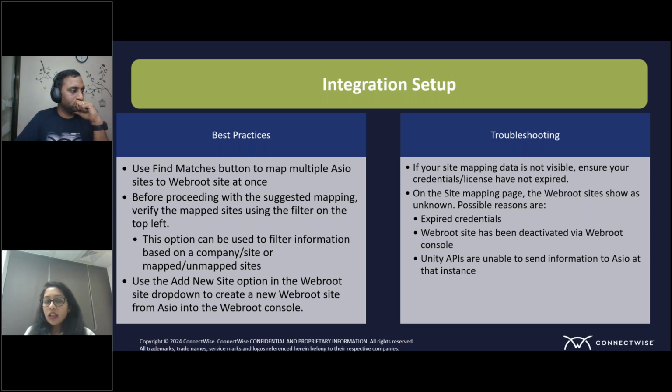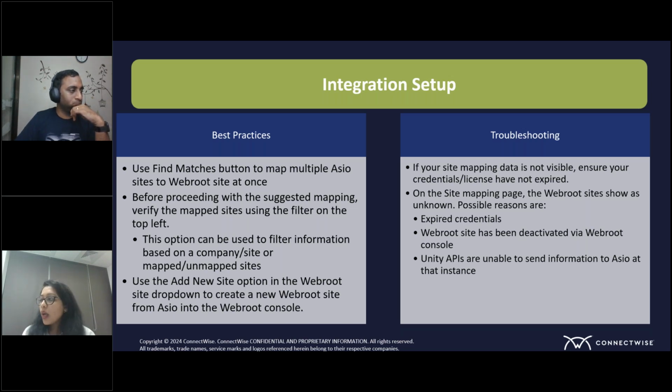Additionally, it is recommended that instead of going back and forth between the Webroot console and the ASIO portal to create new Webroot sites, for your ease, we have provided an add new site option wherein you map the newly created Webroot site. So you can create the Webroot site from that option, and once that has been created, you can also use it via the drop down that we provide for the Webroot sites.